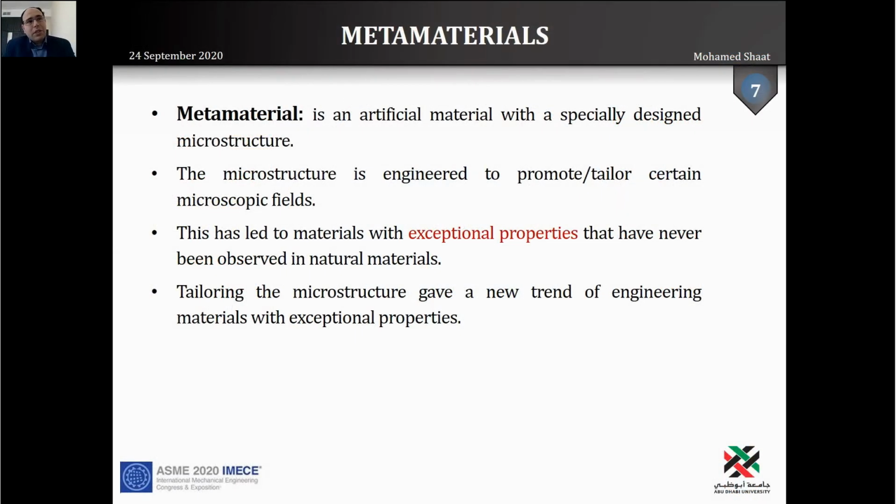Alright, so what is a metamaterial? Metamaterial is an artificial, man-made material with a microstructure that is specially designed, tailored and engineered to achieve some exceptional properties. What we know from material science, for example, is that all the material properties are related to the material structure. As we tailor the material microstructure, these changes are reflected in the material properties. So once we realized this, we came up with the idea of the metamaterial.